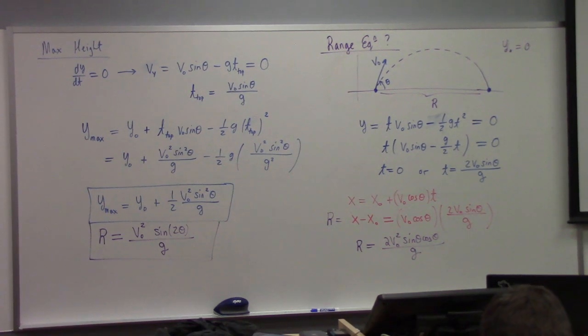Where did my sine theta cosine theta go? What happened here? Why is it v naught squared sine 2 theta? This is trigonometry, right? Question, what's the max range?